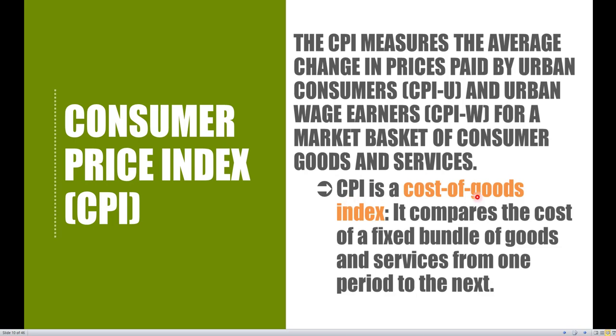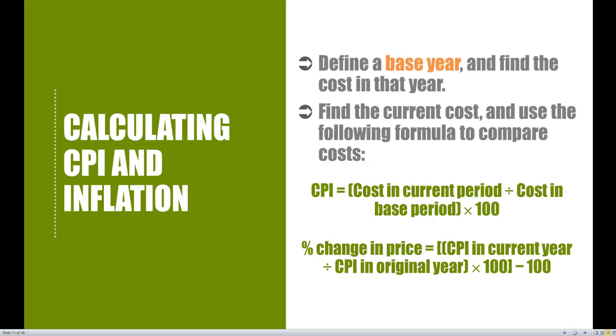The CPI is a cost of goods index where it compares the cost of a fixed bundle of goods and services from one period to the next. So if we're interested in solving for 1 year to the next year, that's exactly what we'll compare, the CPIs. If we're comparing 1 month to the next month, we can absolutely do that as well. So it's a two-step process in order to find out the CPI and the inflation rate from the CPI. So take a look at the two formulas that we're going to have right here.